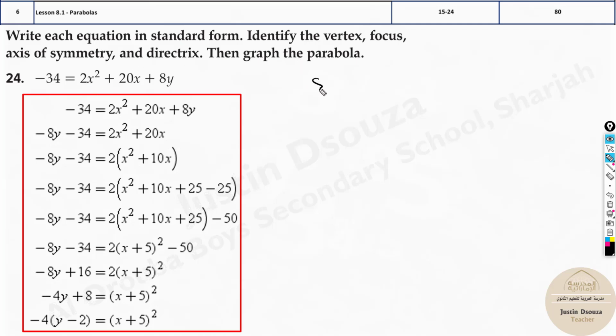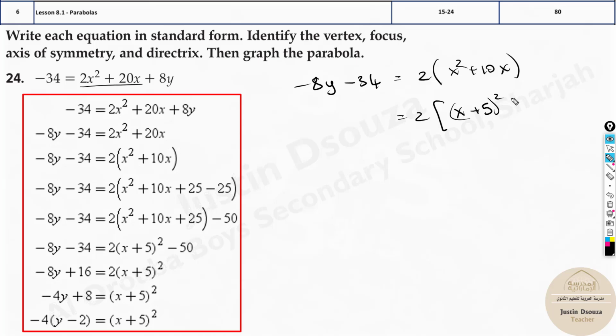What happens is I'll take this 8y to the other side. It'll be minus 8y minus 34 is equal to 2 common out, only for these two terms, okay? X squared plus 10x. Now I will have to write this in the completing the square method. That will be x plus 5 the whole square minus 5 squared. Over here what we have? Minus 8y minus 34. But what I'll do is I'll just divide everything by 2 throughout.